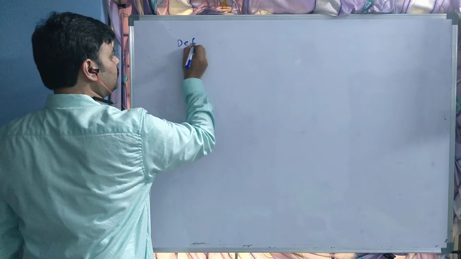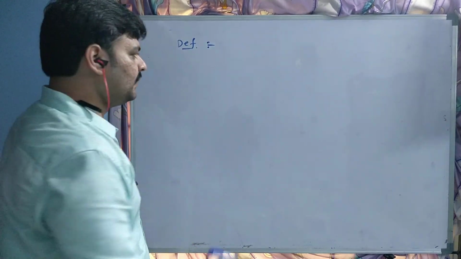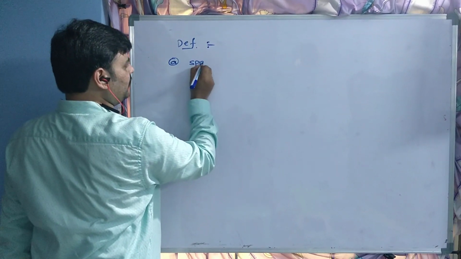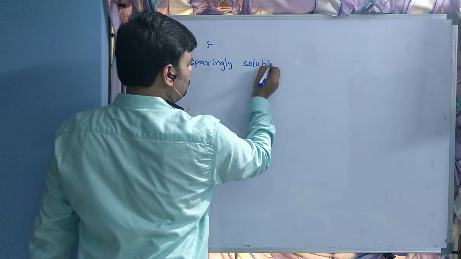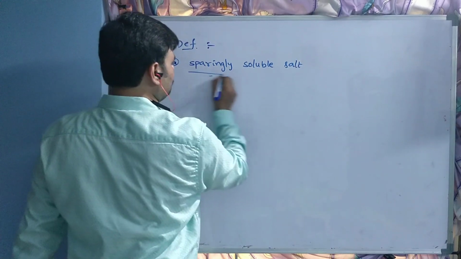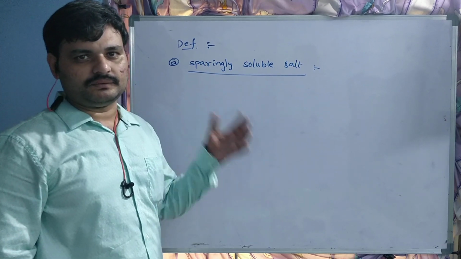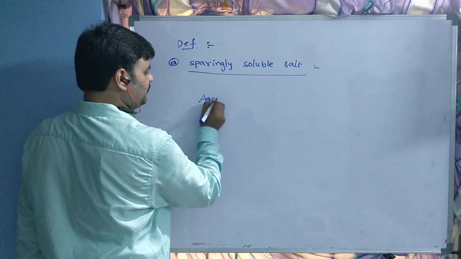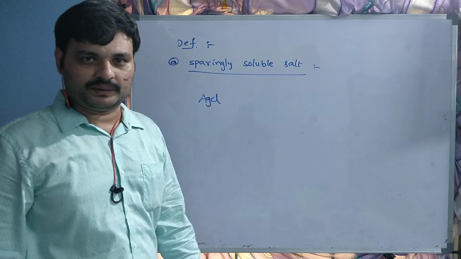So let's start with the definition of solubility. To understand the definition of solubility, here I am taking one important case, a sparingly soluble salt. I am going to take a sparingly soluble salt to explain the definition clearly. One important example of a sparingly soluble salt is AgCl. It is not completely soluble in water, that's why it is called sparingly soluble.